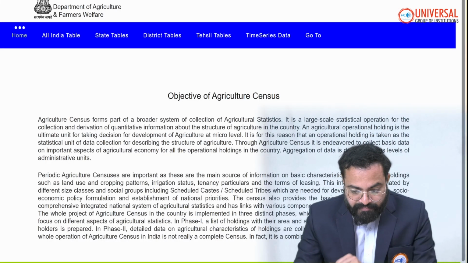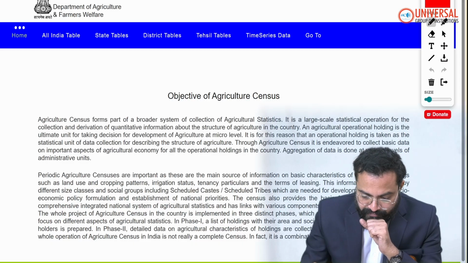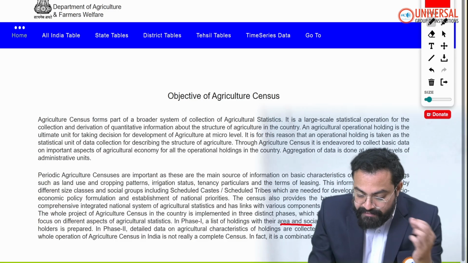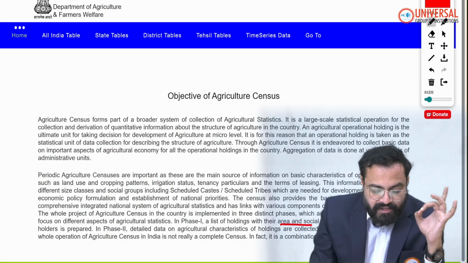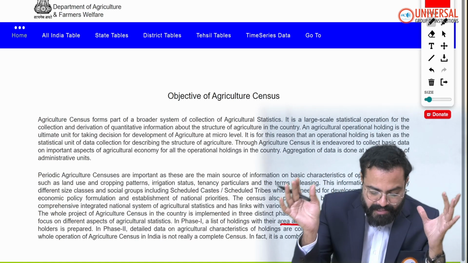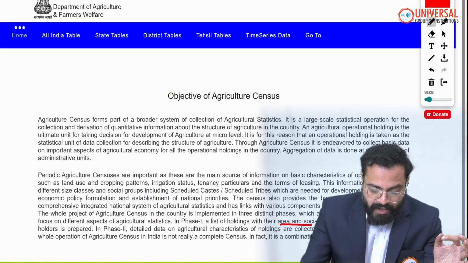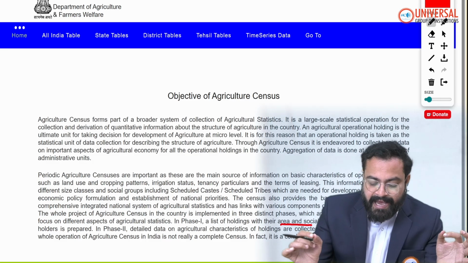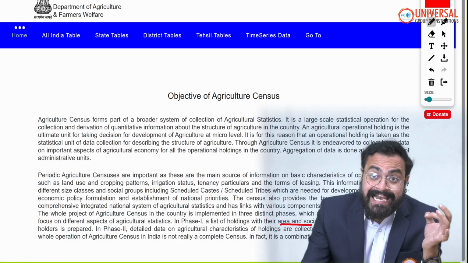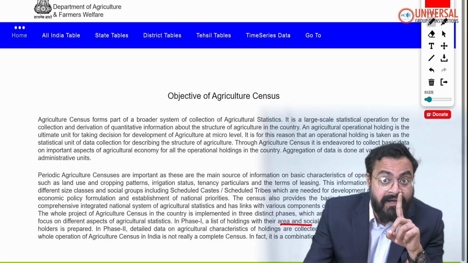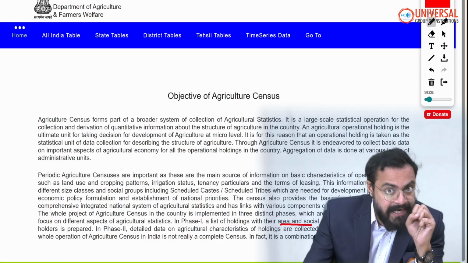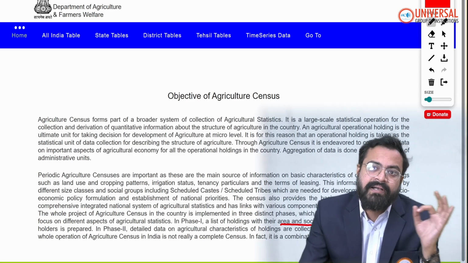Now what happens in phase 1? In phase 1, a list of holdings with their area, the social characteristics and gender of the holder is prepared. That is the gender of the agriculture, that means whether a male is holding or a female is holding. In phase 2, detailed data on agricultural characteristics of holdings are collected from selected villages. Look here, selected villages. That means, as soon as I only select certain things, it becomes a sample survey.